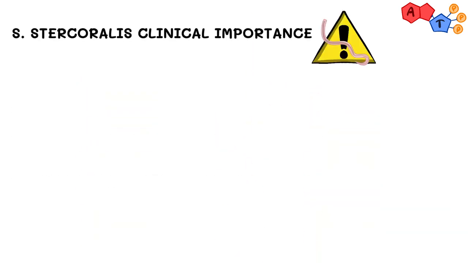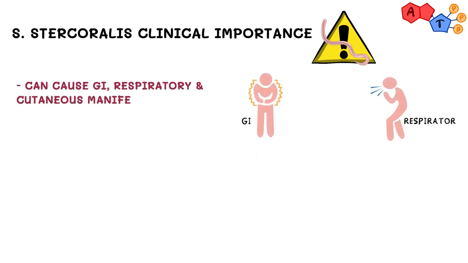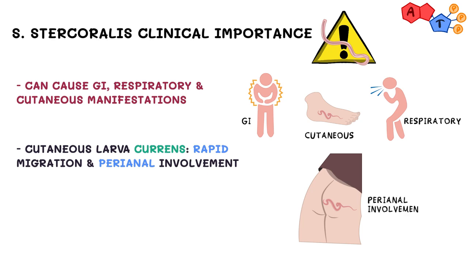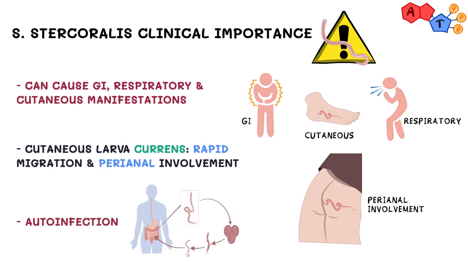For the clinical importance, Strongyloides stercoralis can go to different parts of the body, so the problems depend on where they go. So they can affect the GI, respiratory, and cutaneous systems. And this is similar to hookworm problems that we discussed previously. Strongyloides stercoralis can cause cutaneous larva currens, which has rapid migration and perianal involvement, as opposed to cutaneous larva migrans caused by hookworms. Lastly, Strongyloides stercoralis can cause autoinfection, as we have seen in its life cycle.